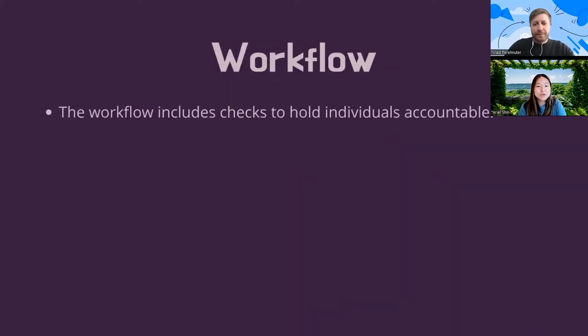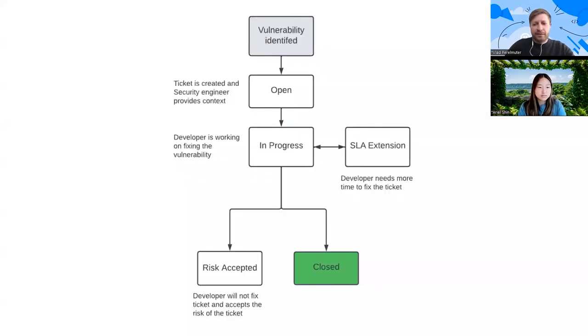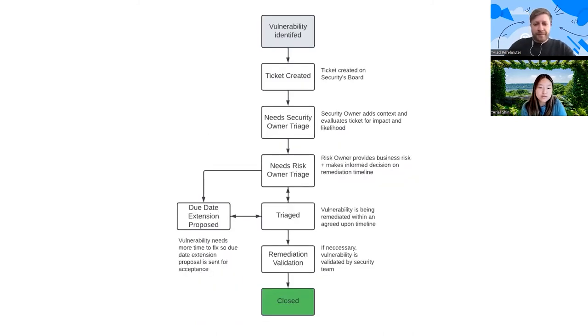First, the workflow includes checks to hold individuals accountable. When we take a look back at the first iteration of our workflow, this workflow requires us to push for accountability within one of these steps, usually the in progress stage, after we assigned a ticket or notice that the SLA is breaching soon. It's a lot of manual work to tag individuals in comments or reach out via Slack to get people to work on a ticket to figure out what to do. You also have to wait on their response, and sometimes you keep asking again. This new workflow explicitly includes steps that add accountability.